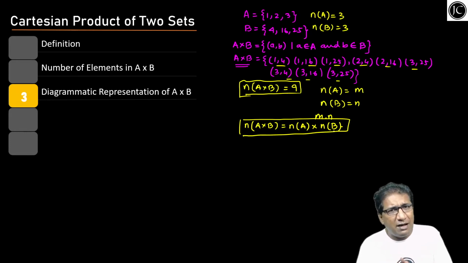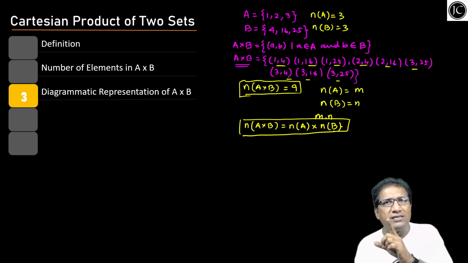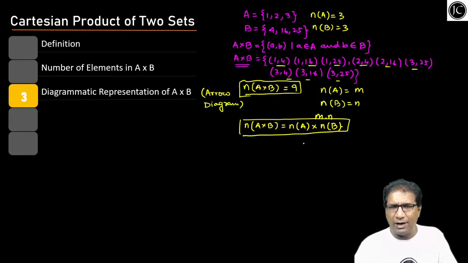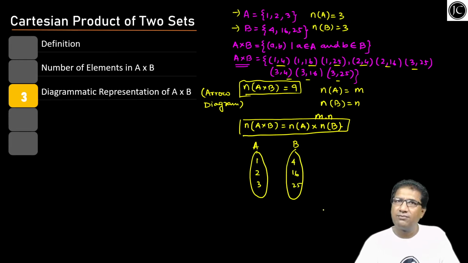What is the diagrammatic representation of A cross B? How will we represent A cross B diagrammatically? We call this an arrow diagram. It is a very simple thing. We draw two sets, A and B. This is my set A, this is my set B. In set A we have 1, 2, 3, and in this set what are the elements? 4, 16 and 25. Right?